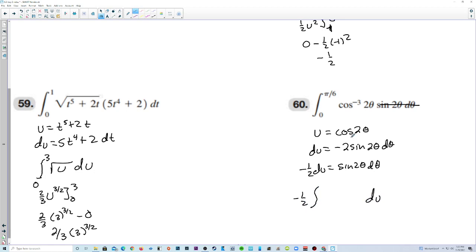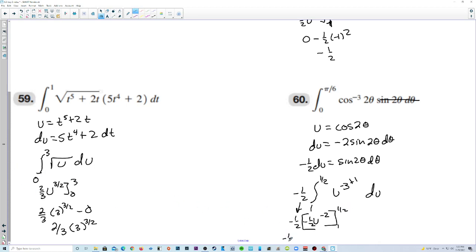So du over here. And then we have u to the negative third. And we can change the x's into u's. The cosine of 0 is 1. And the cosine of pi over 3 is 1/2. We have negative 1/2 times, if we add 1 to this, that's u to the negative 2 times negative 1/2. So there's the integral, and then that negative half is just tagging along. So 1 to 1/2.